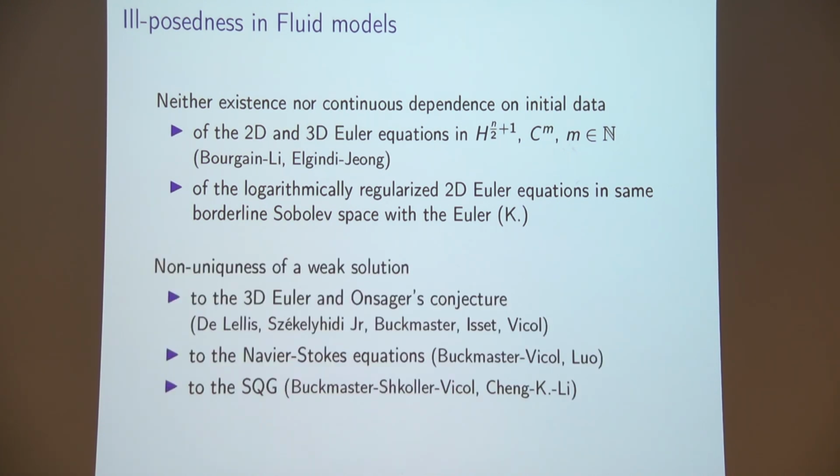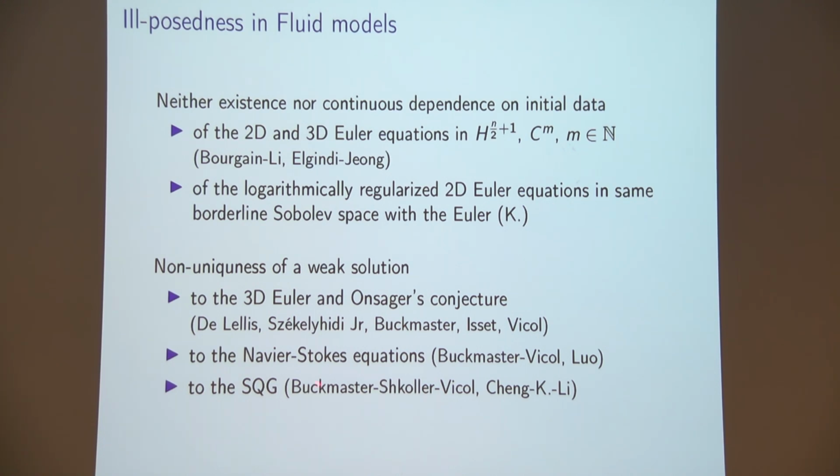On the other hand, in the direction of non-uniqueness, since De Lellis and Székelyhidi first adopted the convex integration scheme for the 3D Euler equation, there has been huge progress. One of the successful points is that the Onsager conjecture was solved based on this scheme. These schemes were further developed and applied to other fluid models like Navier-Stokes and SQG. So for the remaining time, I'm going to focus on the non-uniqueness of the SQG equation.